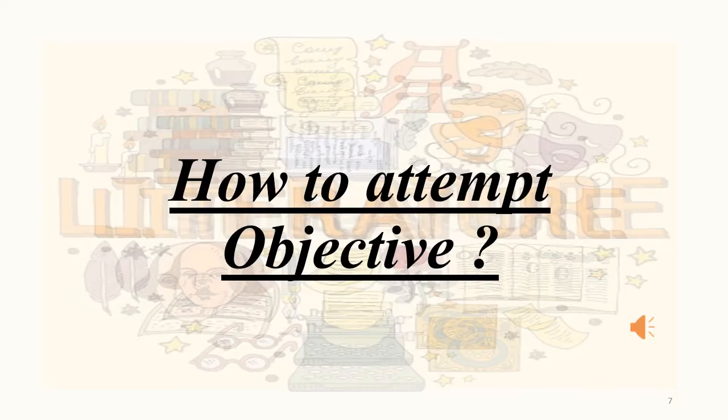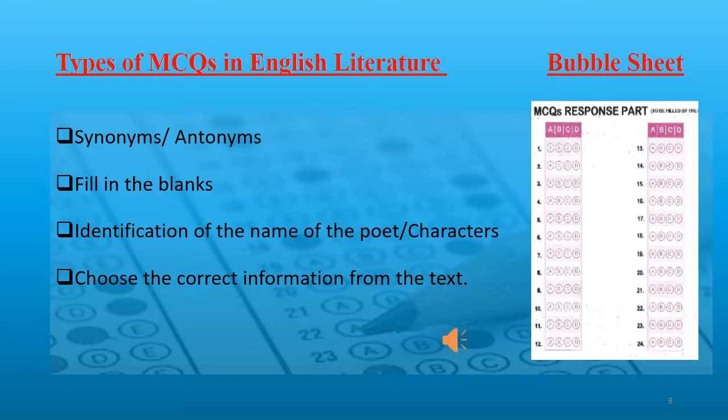Students, we have already discussed the structure of the paper for second year English literature. Now we are going to discuss some important strategies to attempt objective and subjective papers. These strategies will help you a lot to score good grades in your exams.